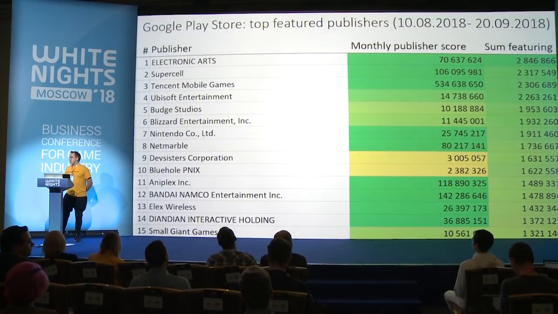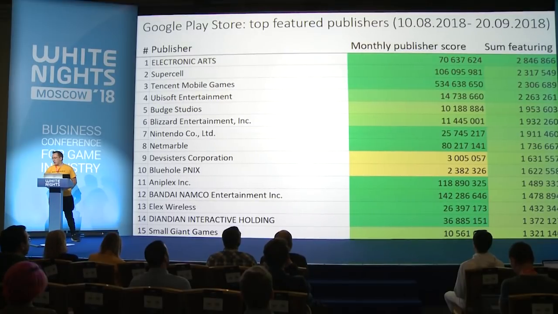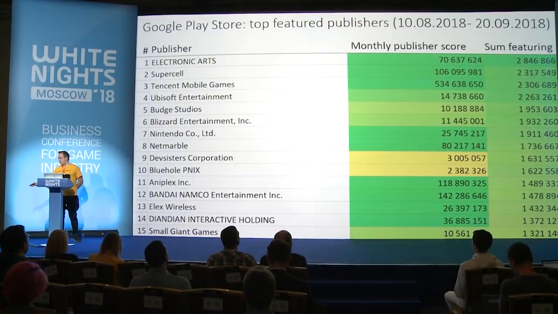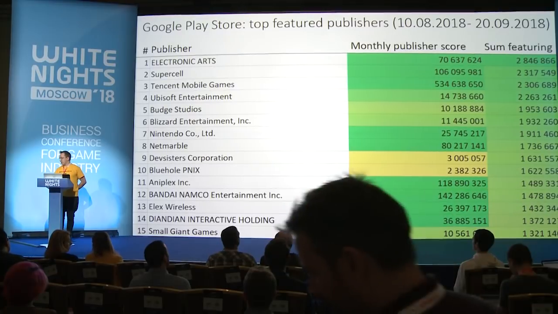Green lines, green colors stand for very successful publishers. Red lines would stand for really unsuccessful or low performers, and yellow are for medium-sized publishers. So let's say, for example, we can just estimate that Dev Sisters Corporation had, let's say, $1 million revenue and 2 million downloads monthly on average.